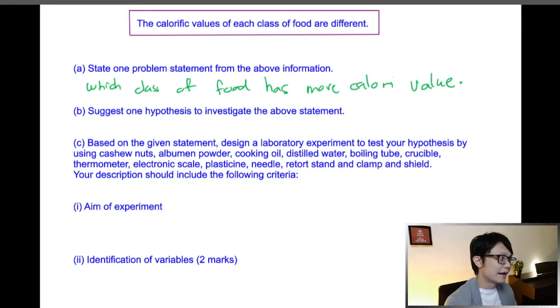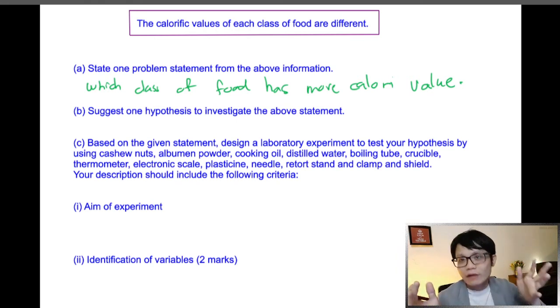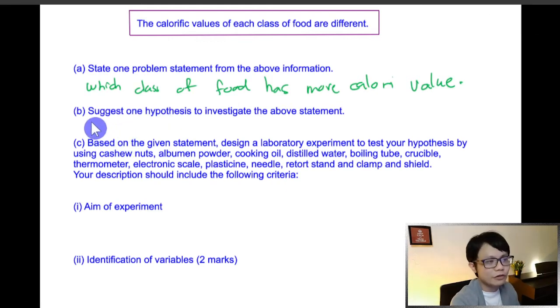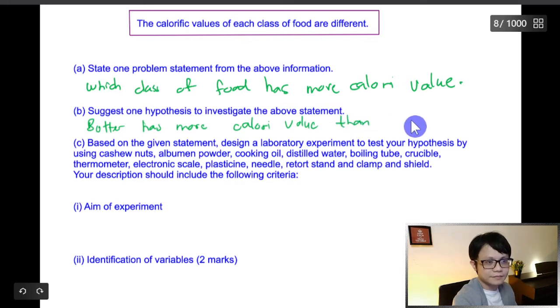For this one, I want to plan my experiment in terms of protein, carbohydrate, and fats. That's easier, up to you whatever you like to do. So I just create one hypothesis. I will say that cooking oil or butter, because butter you can eat, who wants to eat cooking oil? Up to you, you can write cooking oil also. Butter or margarine has more calorie value than rice.